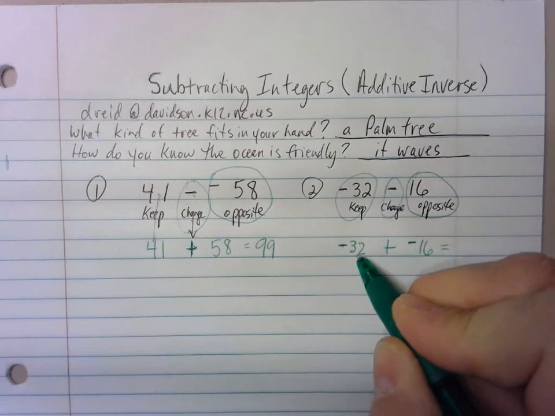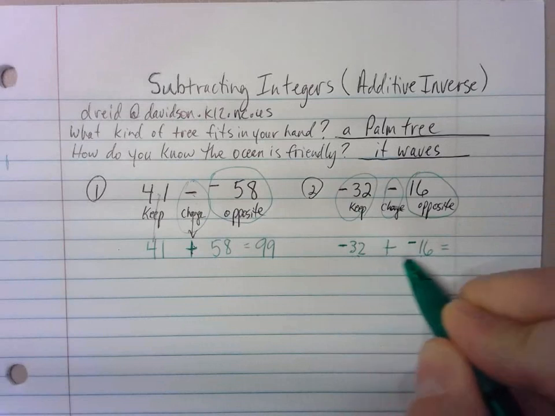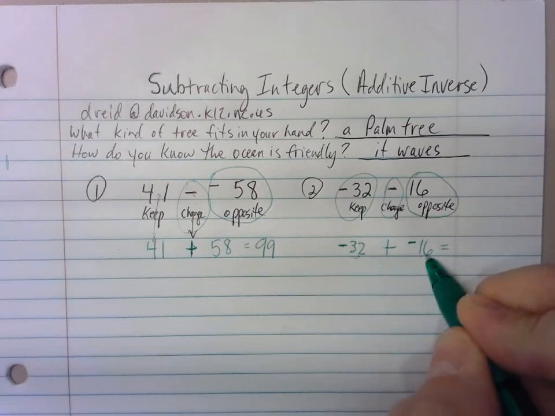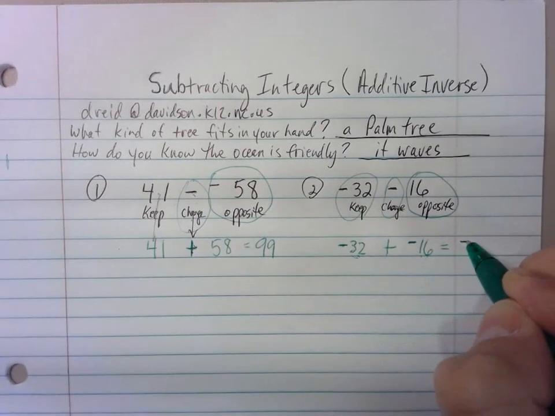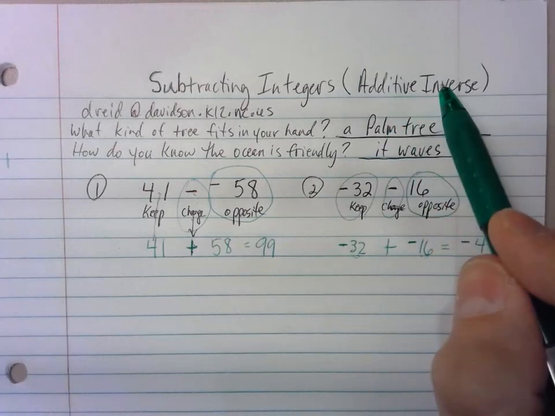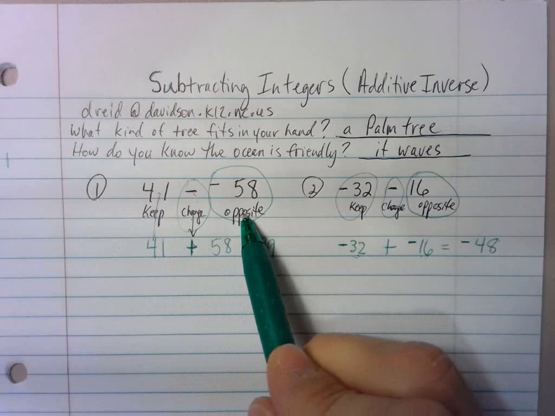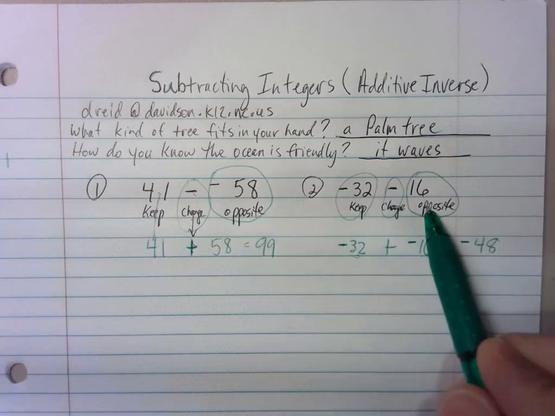And if you do negative 32 plus negative 16, since they're both negative, okay, since they've got the same sign, when they've got the same sign, you just add them together. So that would be negative 48. Okay, so this is called using the additive inverse. And when you do that, you just do keep, change, opposite. And then keep, change, opposite.